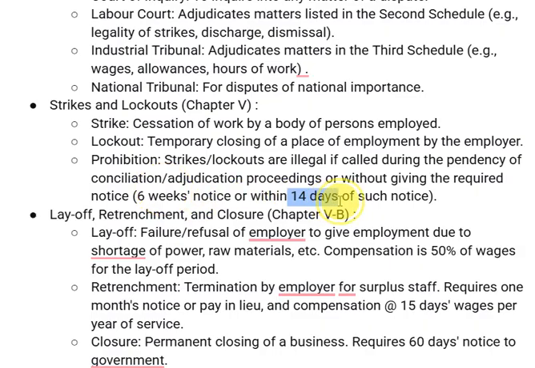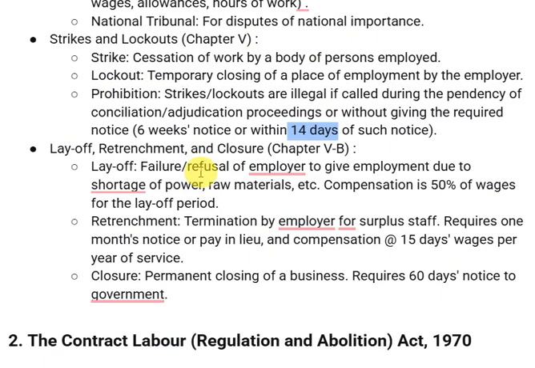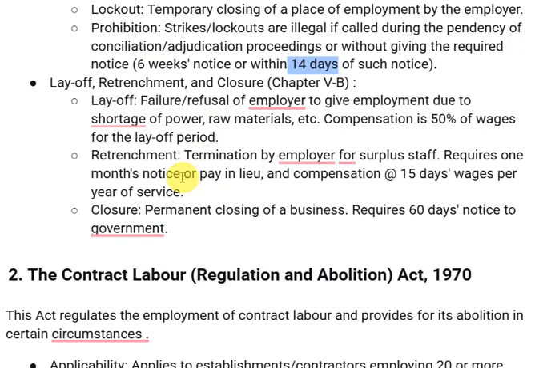Minimum 14-day notice is required. 14 days to 6 weeks notice is required. And after this notice, they can go for strike or lockout. Strike and lockout can be done in normal factories, but if it is essential services, then the situation is different. If it is a government factory, then the situation is slightly different.